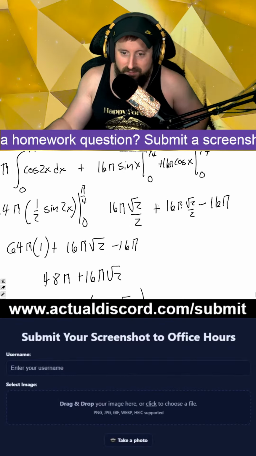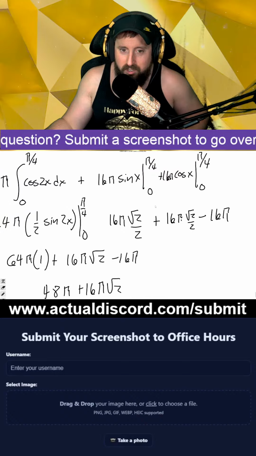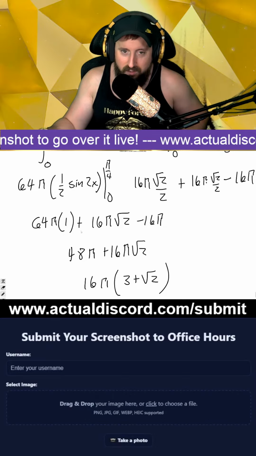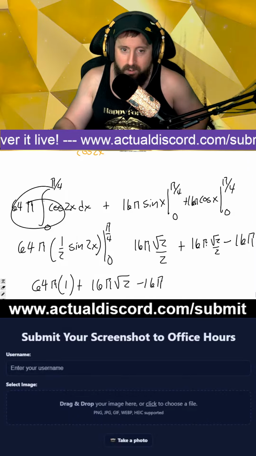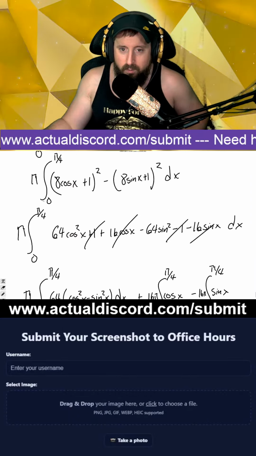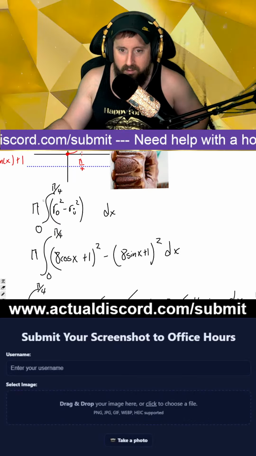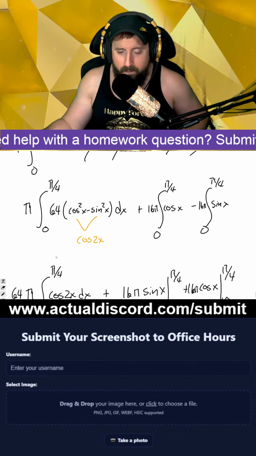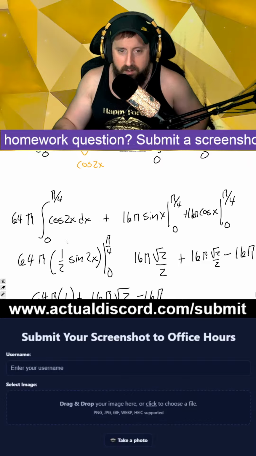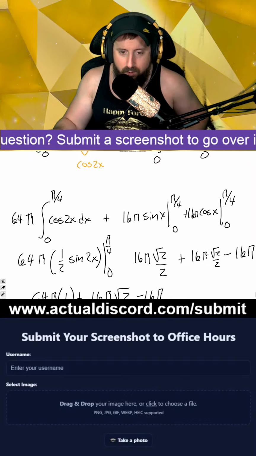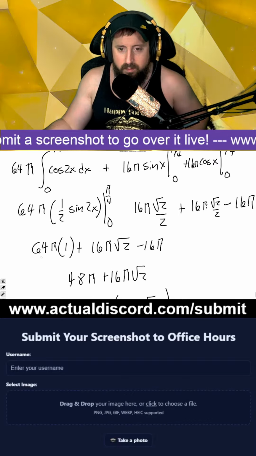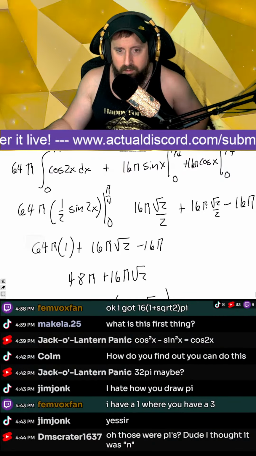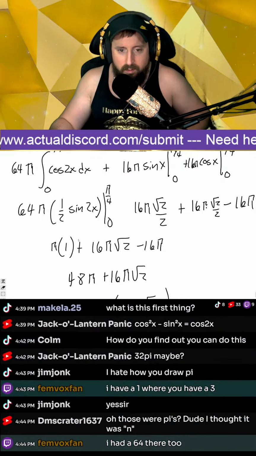This is the issue. Oh, wait. No. Sorry. The issue is here. I have a 64. Why do I have a 64? Well, it was 8 cosine of x, so that's 64 cosine squared, right? And then when you integrate that, you pull out a 1/2. No? Oh. Yes. This should be 32.